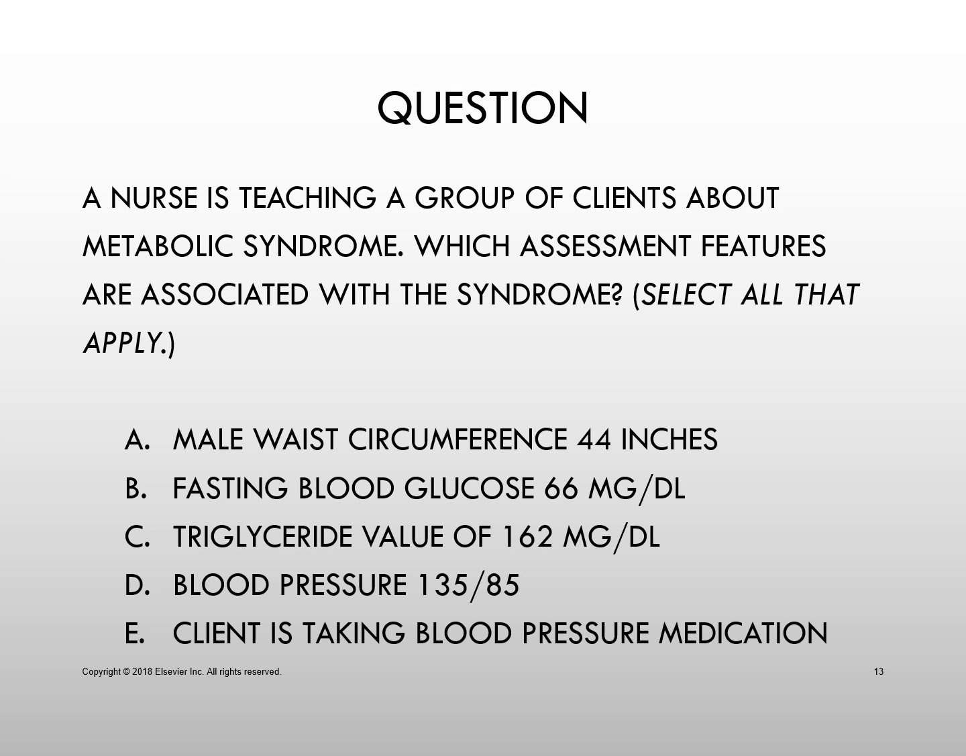A nurse is teaching a group of clients about metabolic syndrome. Which assessment features are associated with the syndrome? Select all that apply. Is it male waist circumference of 44 inches? Fasting blood glucose of 66? Triglyceride level of 162? Blood pressure of 135/85? Or the client is taking blood pressure medication? Again, the only incorrect answer is B.